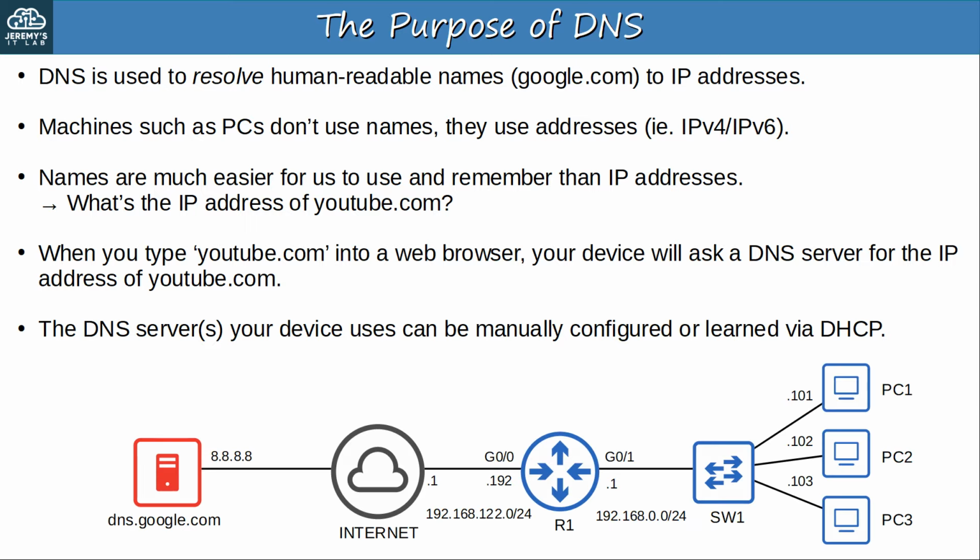Now I'll use this network to demonstrate how it works. 3 PCs are connected to R1 via switch 1. R1 is connected to the internet, and somewhere across the internet is Google's DNS server with the IP address 8.8.8.8. So let's go on to PC 1, a Windows PC, and check out how DNS works.